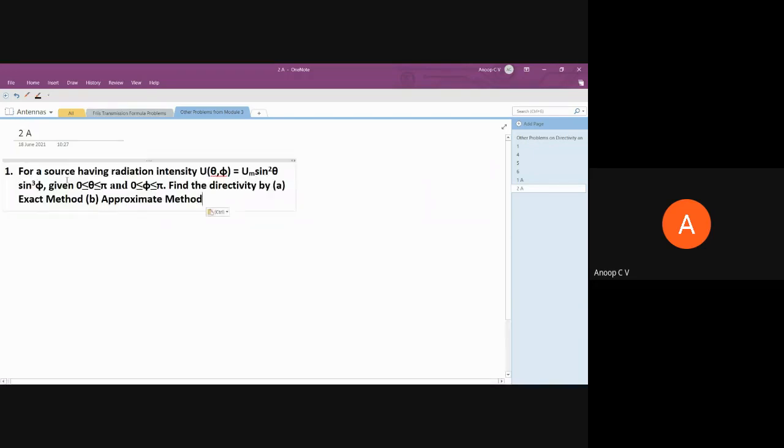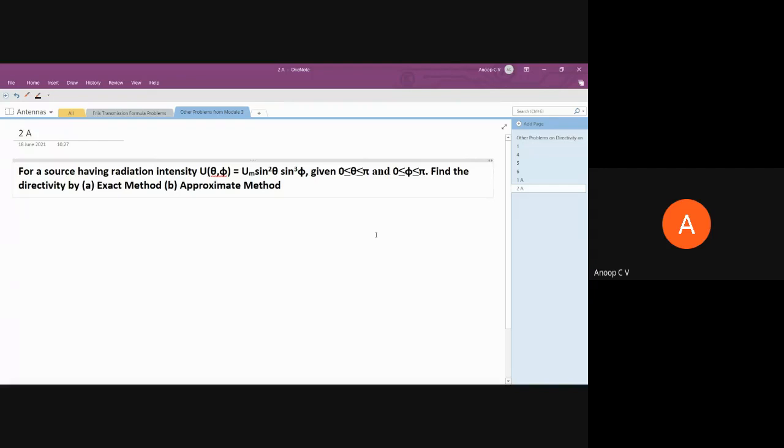Problem number 2. What is this problem? The question is, for a source having radiation intensity U of theta comma phi. This is again a previous year university question. For a source having radiation intensity U of theta comma phi equal to Um sine square theta sine cube phi, given 0 less than or equal to theta less than or equal to pi and 0 less than or equal to phi less than or equal to pi, find the directivity by exact method and approximate method.